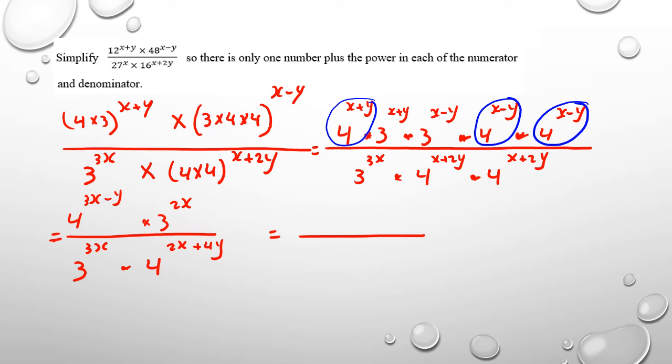When you divide the same base, you subtract the powers. So I've got 4 to the power of 3x minus 2x is x, and negative y minus 4y is negative 5y, over 3 to the power of 2x minus 3x is negative x. That's why I put it in the denominator, which gives me 3 to the power of x. And that's your final answer.